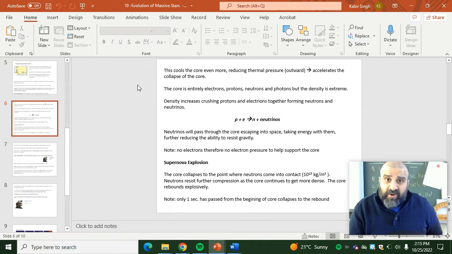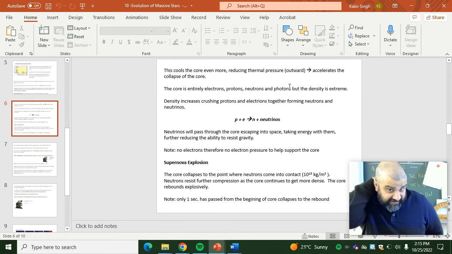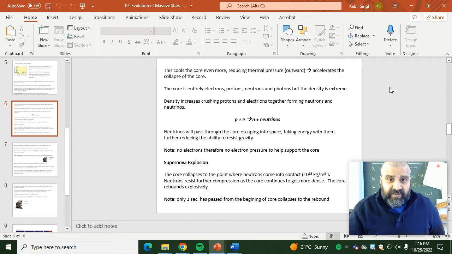Now the core doesn't have any atoms in it. The core is all subatomic particles: electrons, protons, neutrons, and photons, or light. Extremely dense. It's so dense it starts crushing all the particles together. Protons and electrons get crushed to form neutrons and neutrinos.